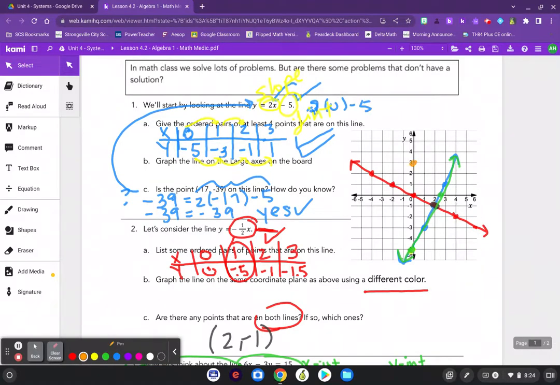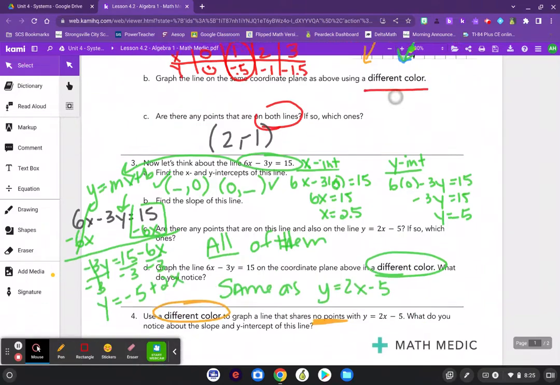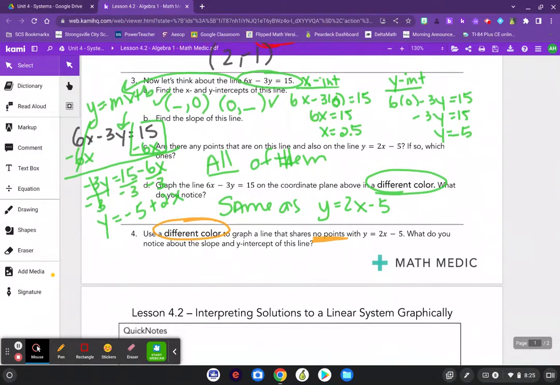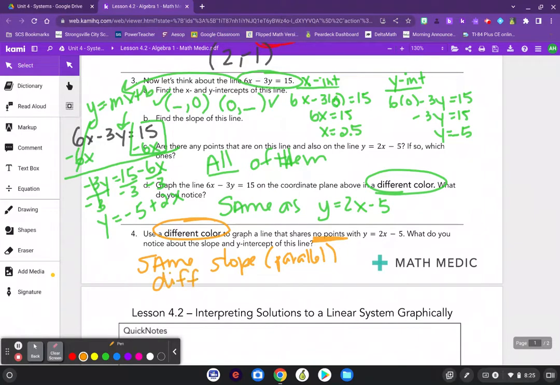And if I want them to have no points, they have to be changing at the same rate. So they need the same slope, which was 2. I want them to be parallel. And parallel lines have that same slope. You could have picked your y-intercept to be anything else as long as it was not -5. And so it says, what do you notice about the slope and y-intercept? So we have the same slope so that they're parallel. I'll just make a note, parallel. But we had different y-intercepts because I want them to be different lines.